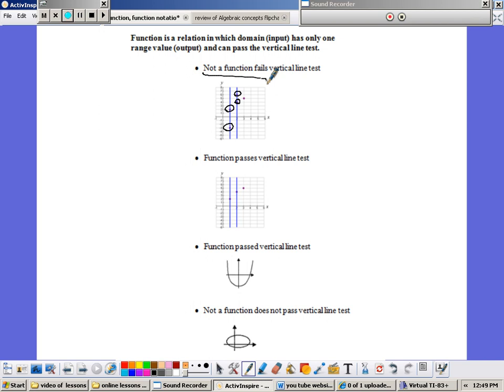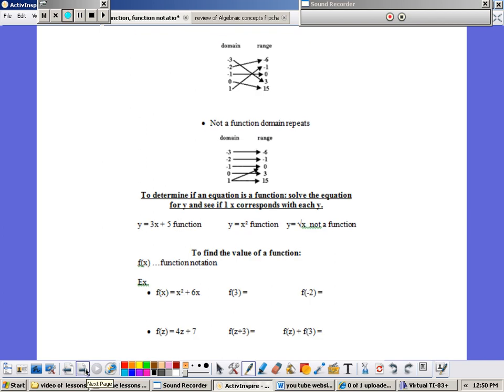If I pass a line down each of these, they only touch once, so it passes the vertical line test, so it is a function. Place a line down, touches once, once, it is a function, it passes the vertical line test. Pass a vertical line down, touches twice, it's not a function, it does not pass the vertical line test. It only has to touch something twice, one time, to not be a function.